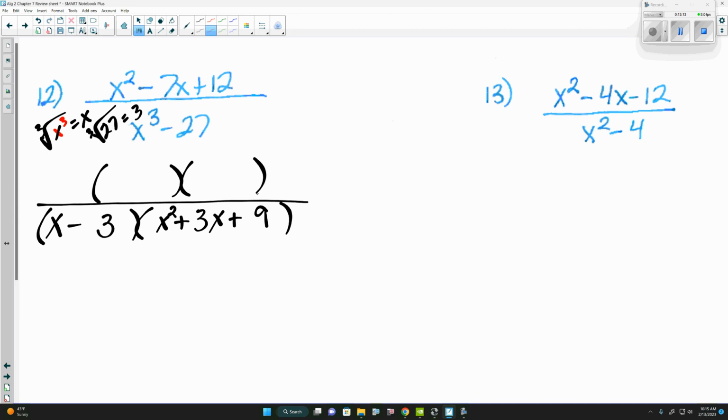Now we also need to factor the numerator, our x squared minus 7x plus 12. Since the 12 is positive, our signs are the same and match the sign of the middle term. So we have negative and negative. Our factors of x squared are x and x. Now our factors of 12 are 1 and 12, 2 and 6, or 3 and 4. We would want to use 3 and 4. Any questions on this so far?